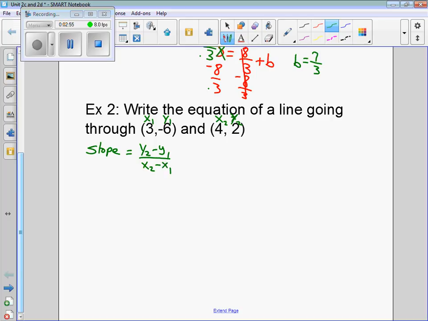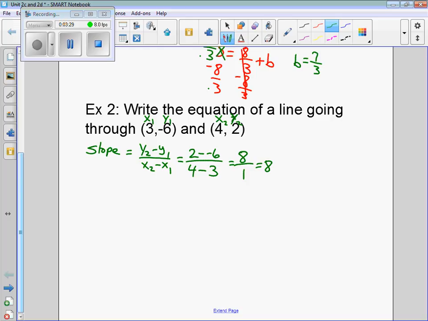It's just saying, if you start with the second coordinate for the y's, you have to start with the second coordinate for the x's. So to substitute this in, I'm going to substitute 2 in for y2, -6 in for y1. Don't forget you're subtracting them. And then since we started with y2, we got to start with x2, 4 minus 3. So 2 minus -6 is 6, that's plus, so that's 8/1. So our slope is 8.